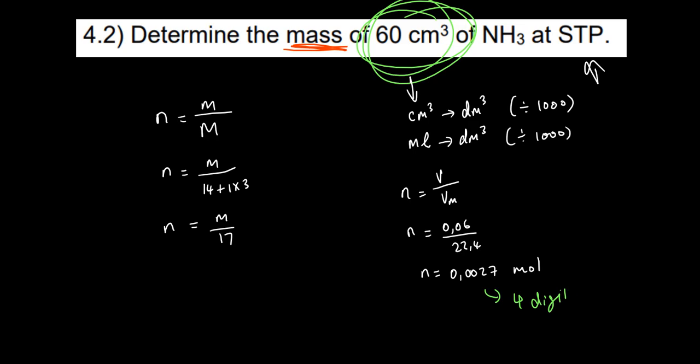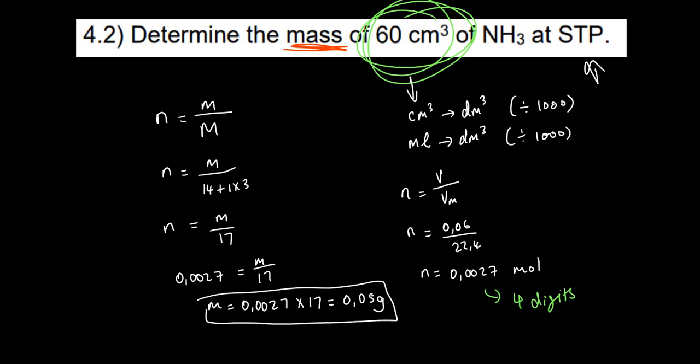Then we take these number of moles, we now put them here. We say 0.0027, and then when you cross multiply, your mass becomes 0.0027 times 17, which gives you 0.05 grams. I don't know if you got the same thing, let's see. But that's what we should have.